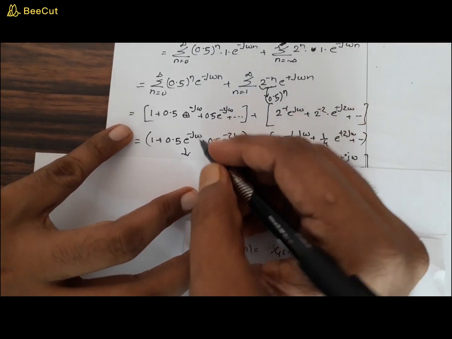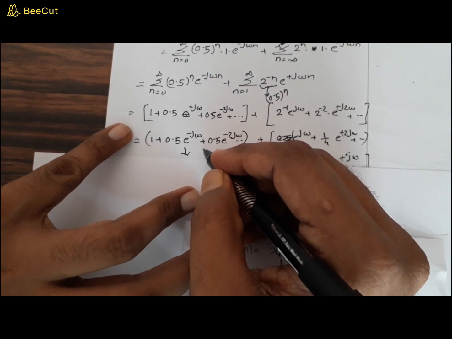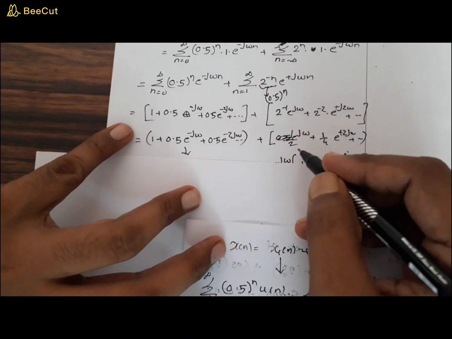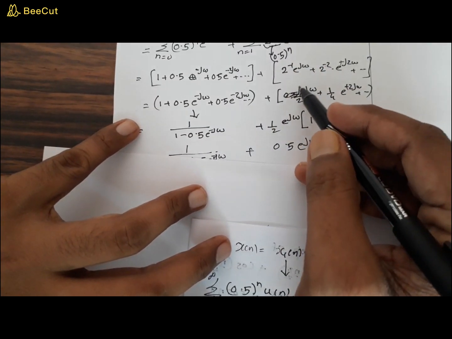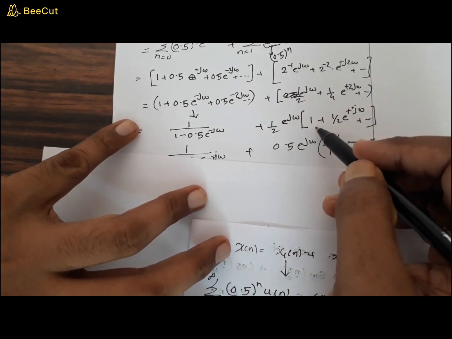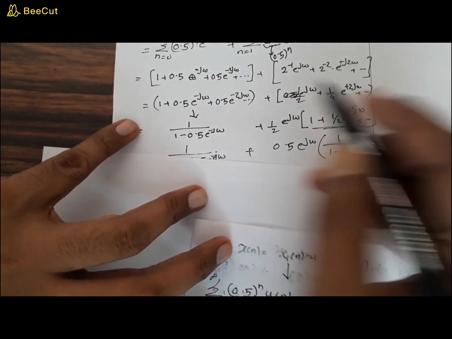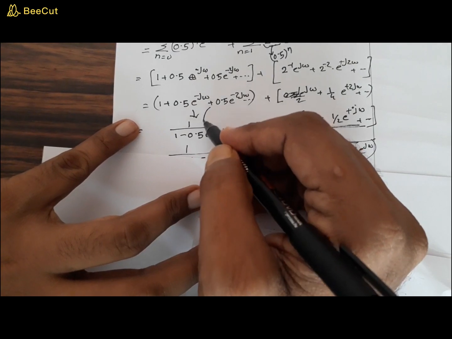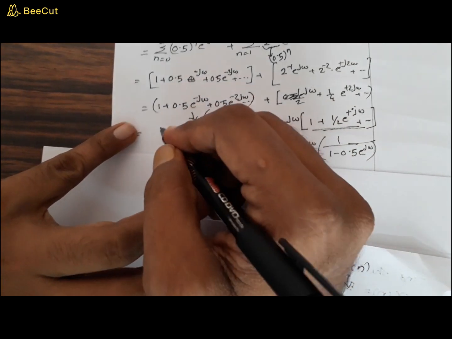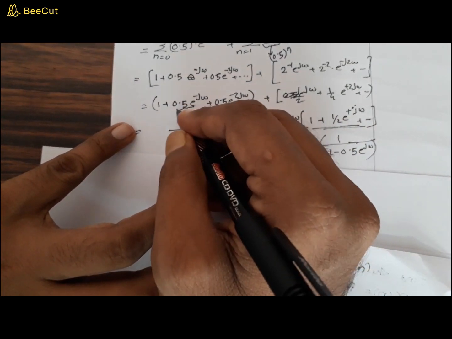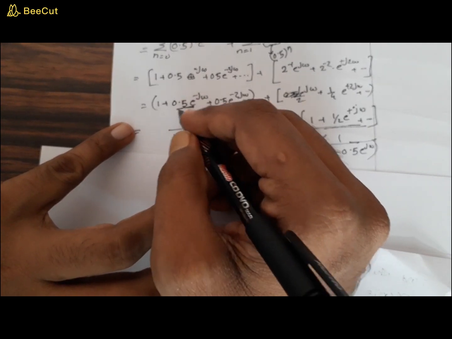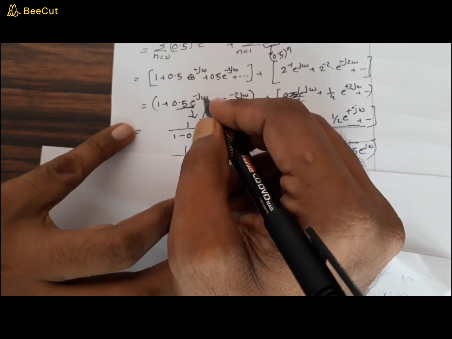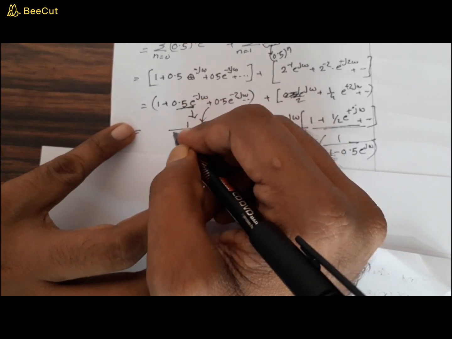So this is a geometric progression of the form 1 plus r square, etc. But this is not in that form, right? But you can make it in that form by taking this half e raised to j omega common. So this also became a geometric series. So both are geometric series. Now what is the sum of a geometric progression? Since there is a 0.5, the common ratio is less than 1, so the sum is 1 by 1 minus r.